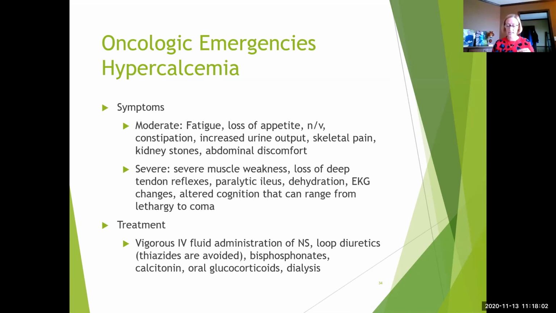So it counteracts the bones from excreting the calcium. So it prevents that bone calcium loss. It's the bisphosphonates. Calcitonin, oral glucocorticoids, and then in severe cases, they might need dialysis.